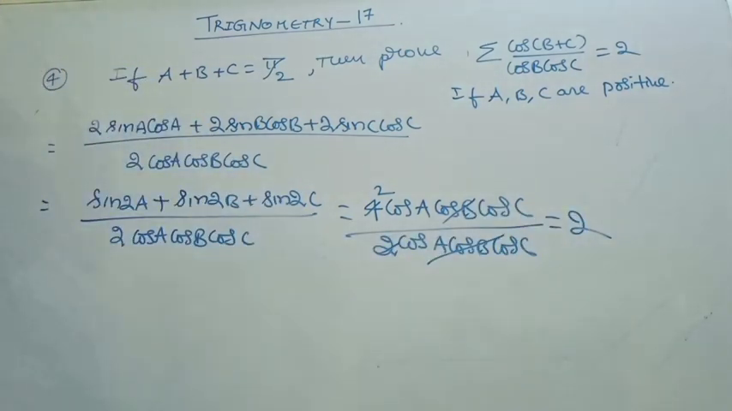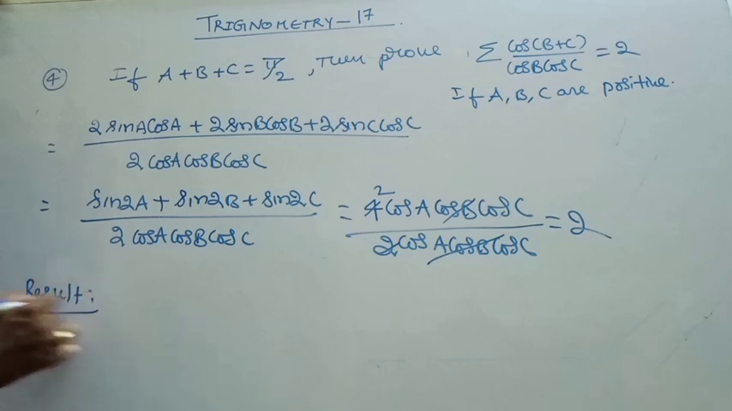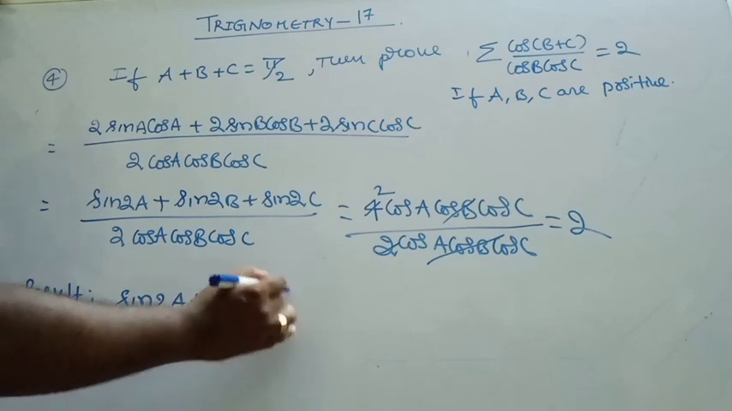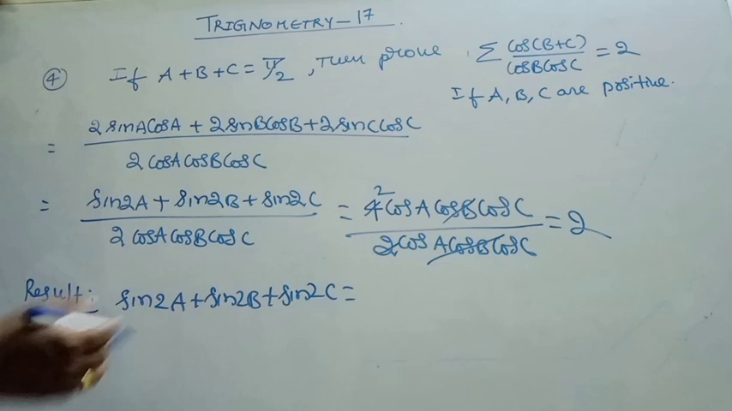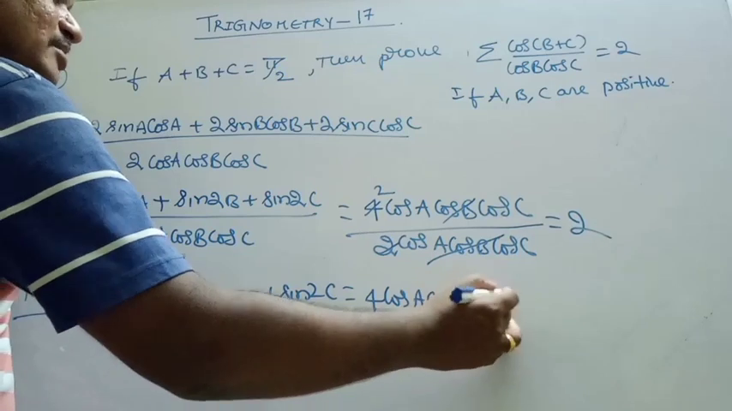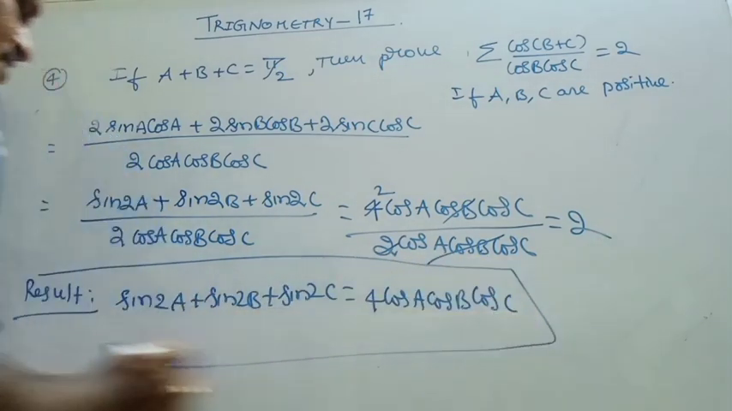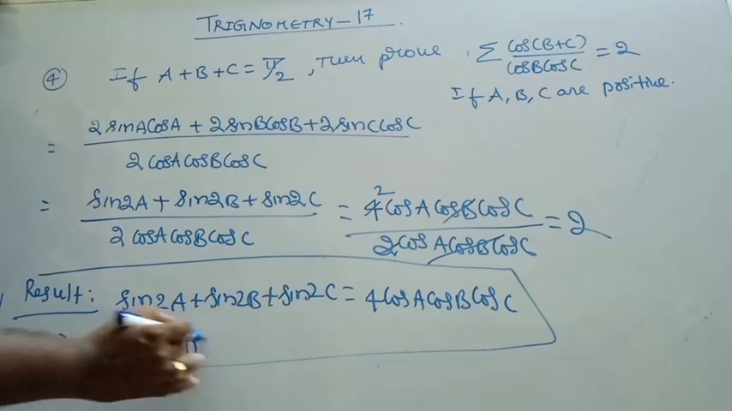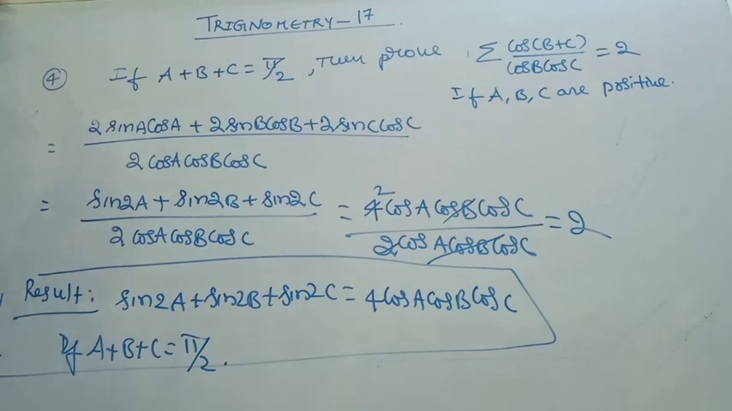This result we are going to prove in further coming classes. What is the result? Sin 2A plus sin 2B plus sin 2C is equal to 4 cos A cos B cos C. By the transformation formulas, we are going to prove that if A plus B plus C is equal to pi by 2, my dear students, this is the result we are having. However, we are going to prove it in the further coming classes. By that, we have got this as 2.